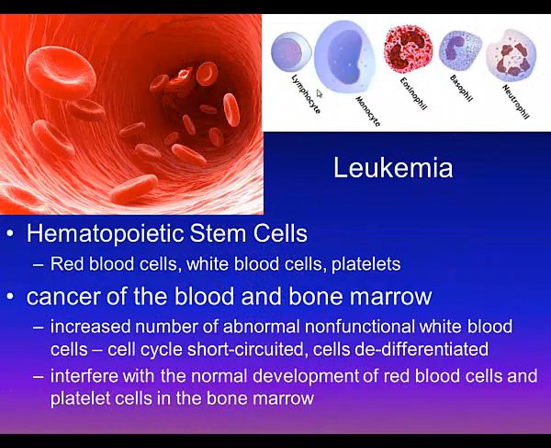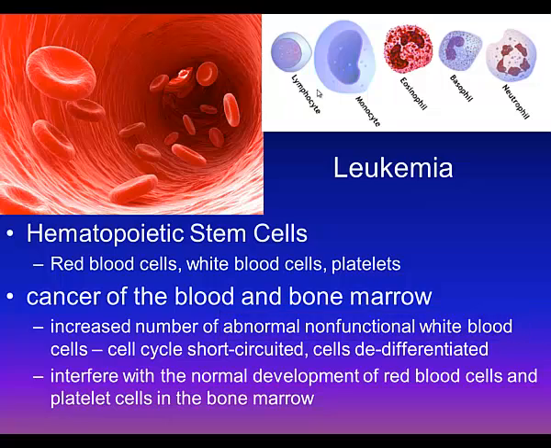Okay, so let's get back to leukemia and talk about CML. Now, remember you saw in the differentiation picture that the hematopoietic stem cell gives rise to the red blood cells, the white blood cells, the platelets. And what happens in leukemia is that the hematopoietic stem cell is not necessarily off, but the progenitor cells can be overproducing themselves. So this is a cancer of the blood and bone marrow. You end up with an increased number of abnormally functioning white blood cells that are not functioning.